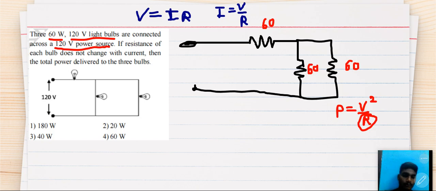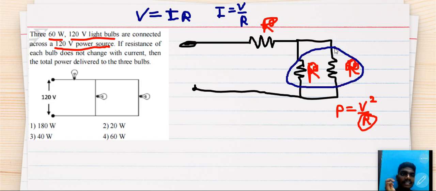Now let us consider the resistances. The resistance of this is going to be R, this is going to be R, and this is going to be R. Since the power of these three resistors is the same, and the voltage is the same, the resistance is also going to be the same. Now using this we are going to solve it. So these two are in parallel.